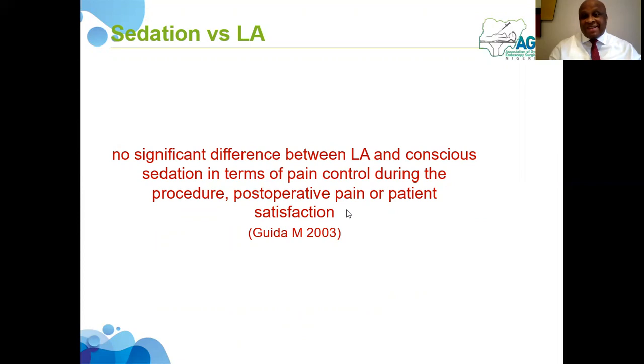In terms of sedation, if you have to use sedation, then it defeats the whole purpose of performing this procedure in outpatient. You may as well do it in your operating theaters. The use of sedation has not been found to be superior to local anesthetic or no anesthetic with regards to patient satisfaction and post-operative pain. So we don't use sedation.